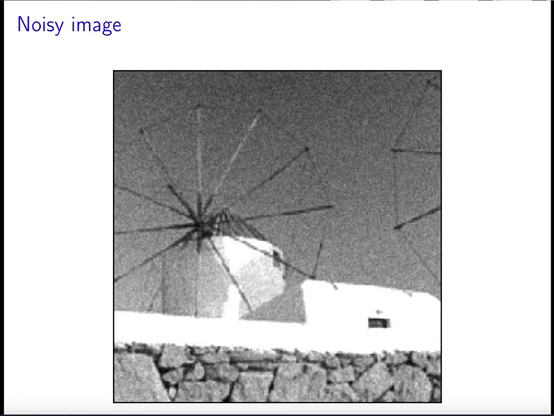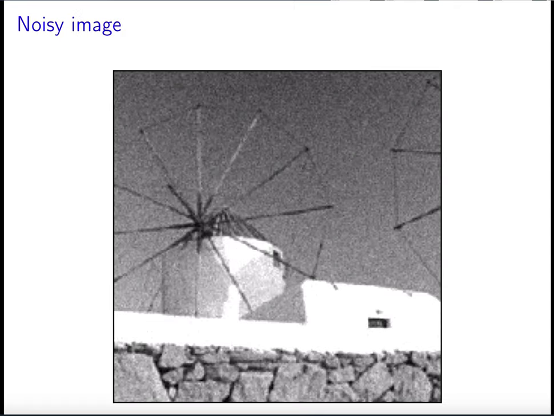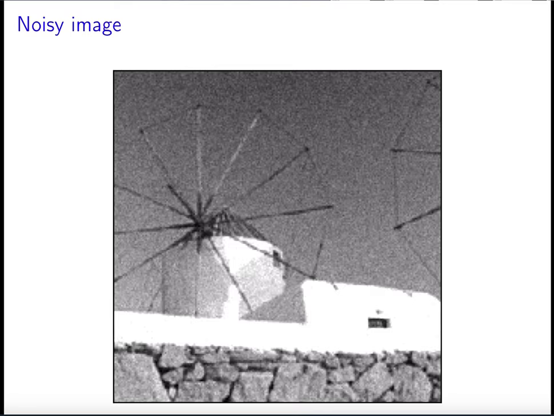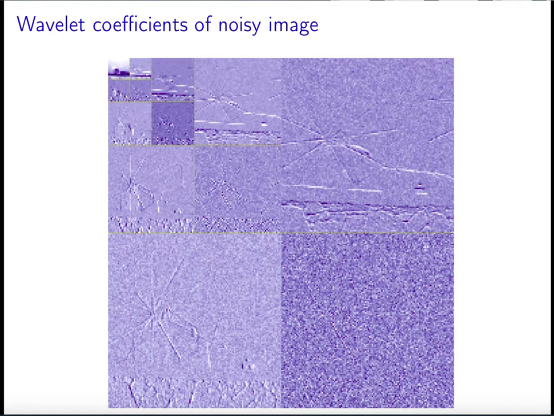So here we have a noisy image, which corresponds to this clean image, where IID Gaussian noise has been added on top. And our goal is to recover this image from those noisy data. It's not immediately obvious how to do this just by looking at the noisy image. So in order to inspire ourselves, we're going to take a look at the wavelet coefficients of the noisy image, and of the clean image.